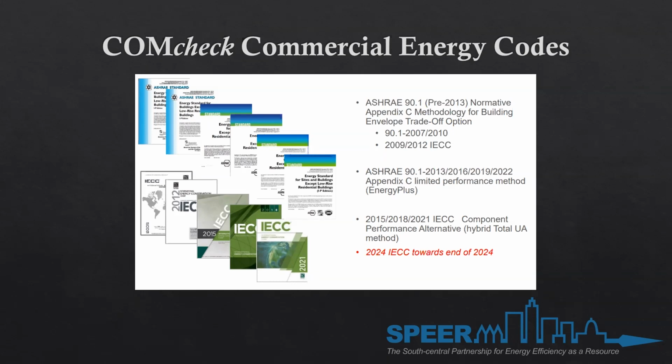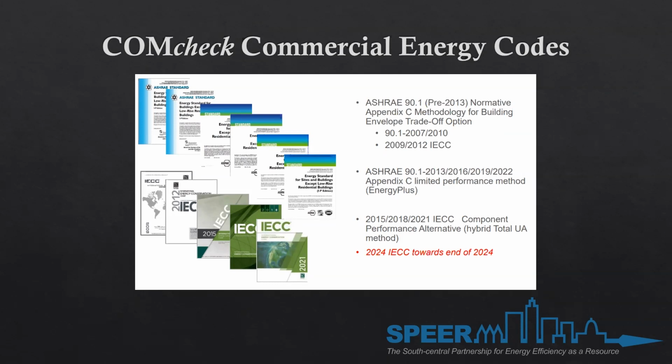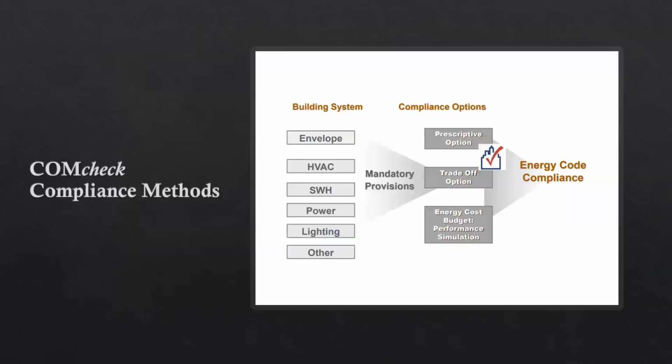It may be even further out than that because the books have not yet hit the street. As we see in the very bottom, though, it says for the IECC component performance alternative, and then it says it's a hybrid total UA method. So it's basically just giving us a shell, an outer envelope total UA trade-off and performance model. It's not a simulated performance with mechanicals and lighting and all that being added in. It's just looking at total UA when it looks at the building shell itself.